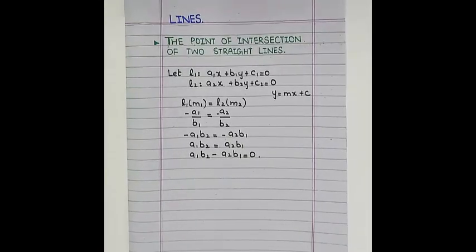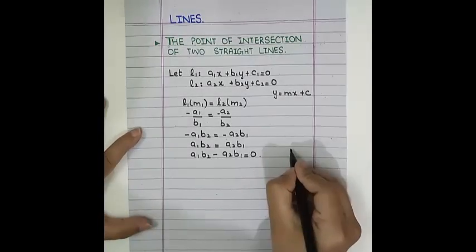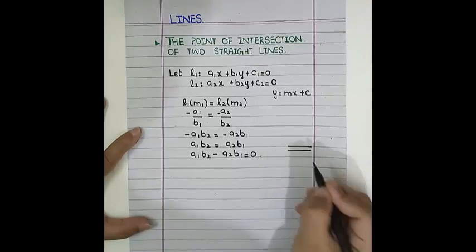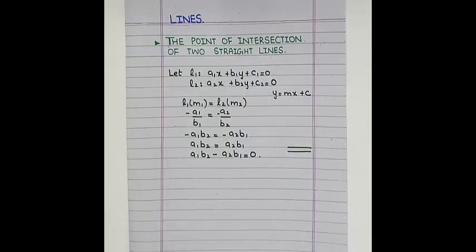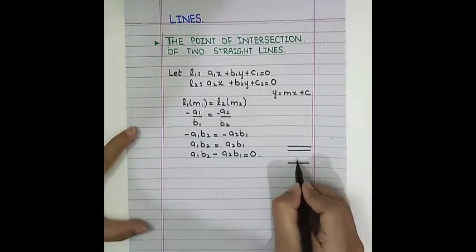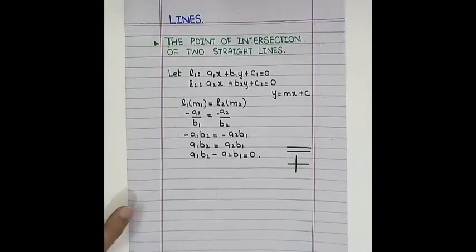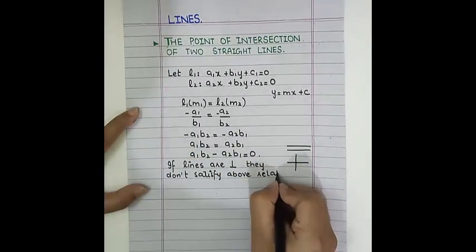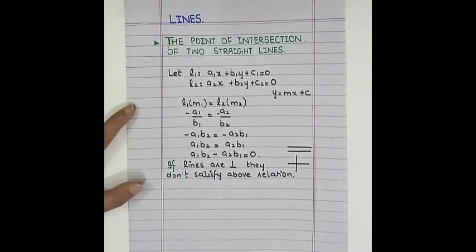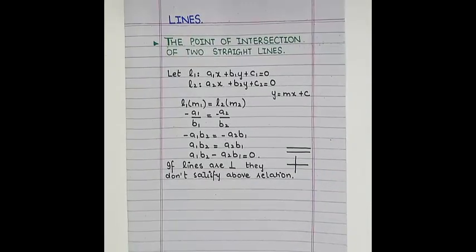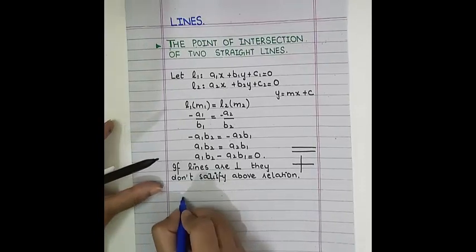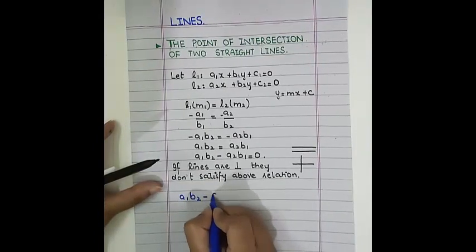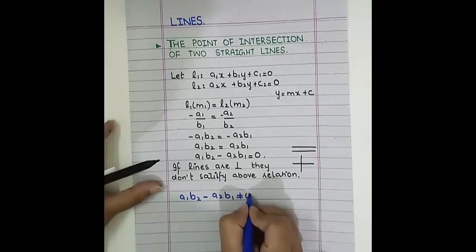But we know that lines being parallel and perpendicular are different things. When lines are parallel, we see them like this. The main property of parallel lines is that they don't intersect at any point. But non-parallel lines, such as perpendicular lines, always intersect at some point like this. If the lines are not parallel, they don't satisfy this relation, because this is the relation for parallel lines. So from this we have a very important point: if the lines intersect, then A1 B2 minus A2 B1 is not equal to 0.